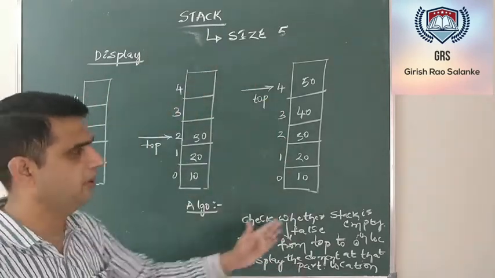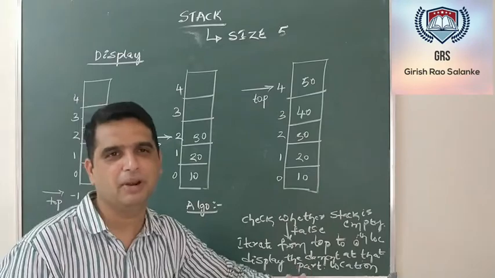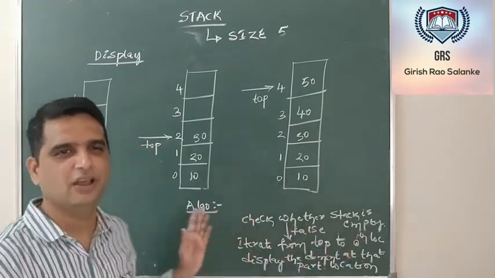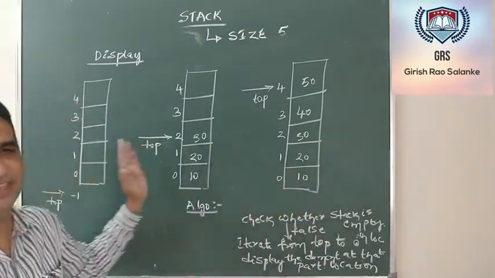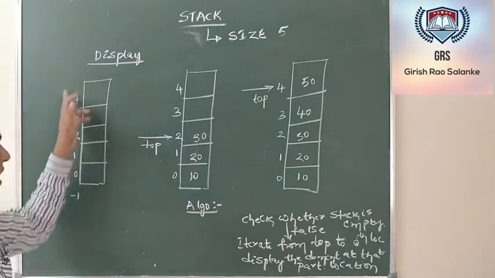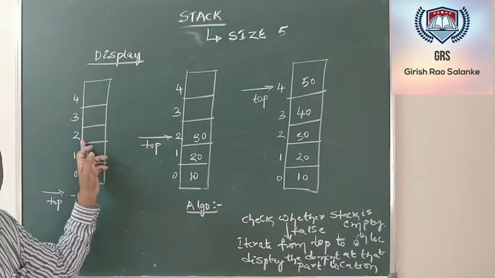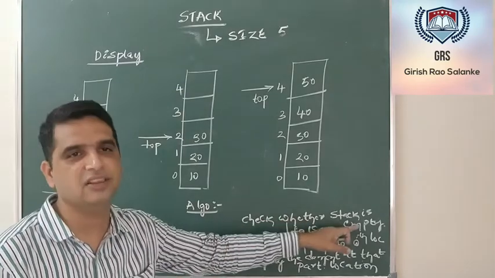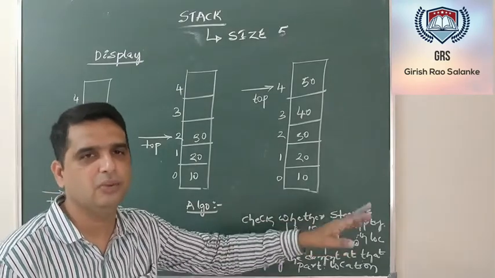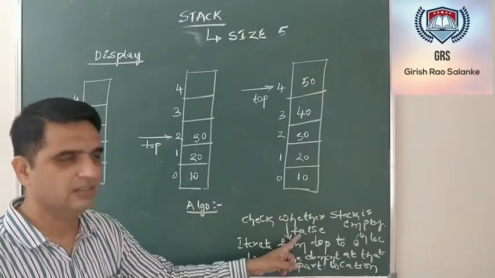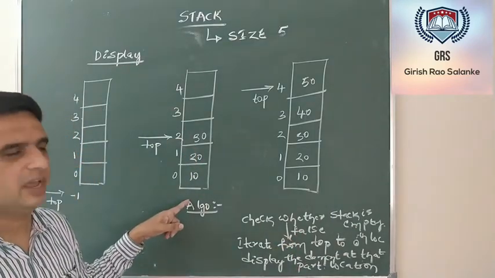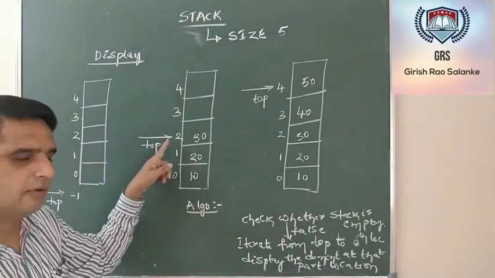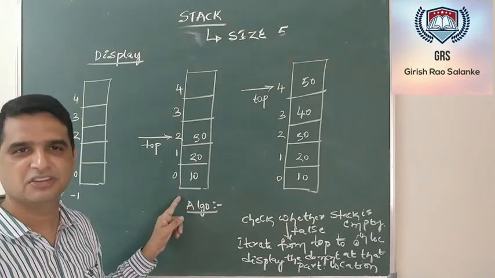Now with respect to display operation, we will not associate any term like underflow or overflow. We'll just check whether stack is having some element or not. If stack is not having any element, then we can't perform a display operation. So in case of display, first thing, check whether stack is empty. If stack is empty, then you can't display. If it is false, then only you can display the content of the stack from top to bottom or from top to 0. Hope this is clear.